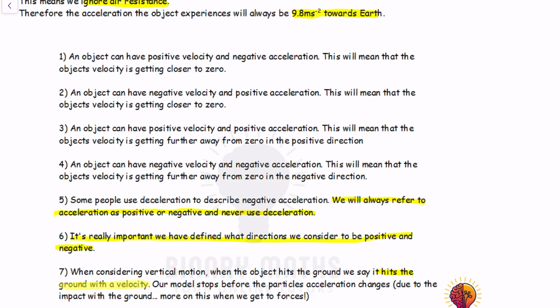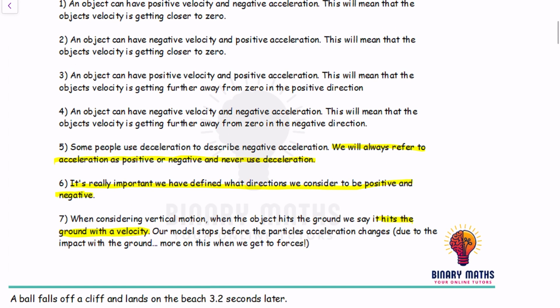A common student misconception is that it hits the ground with velocity equal to zero. It does not, so it will have velocity. Our model stops before the particle's acceleration changes due to the impact with the ground. More on this when we get to forces. So basically, do not assume that when it hits the ground, the velocity is zero.